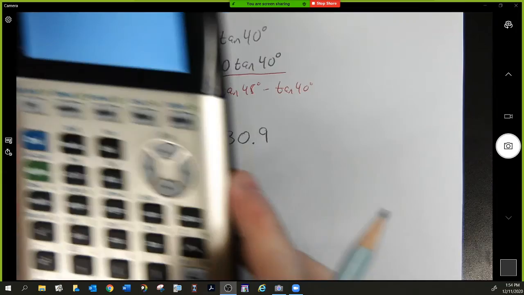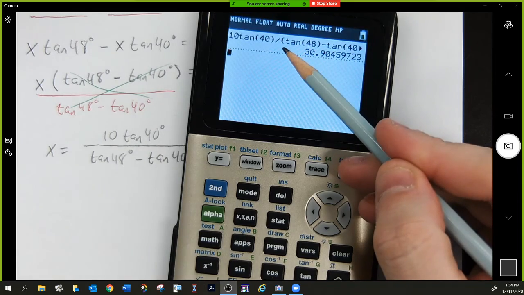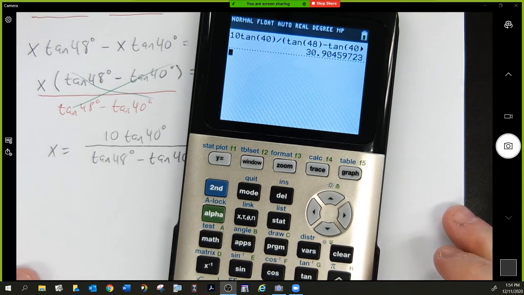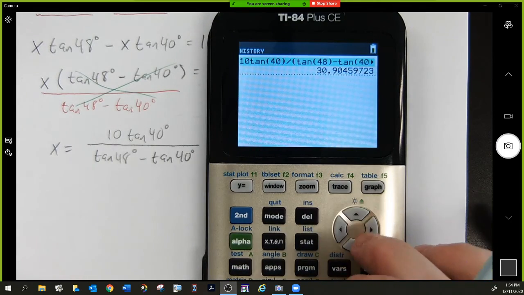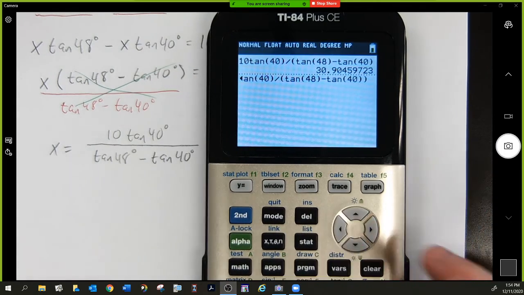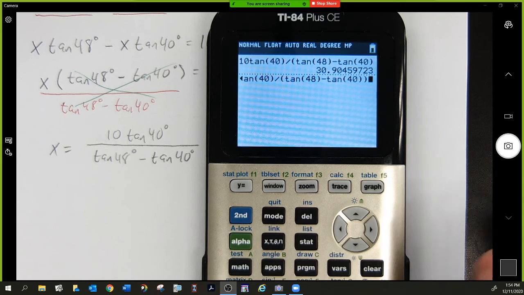I just used an extra set of parentheses right here. Shh, we're not done yet. Oh, you just put the whole thing in front. Yeah, I just put the whole denominator in parentheses. You see, the reason why we're not done is because what I just found was x. It wants the height, doesn't it? It wants the y value.